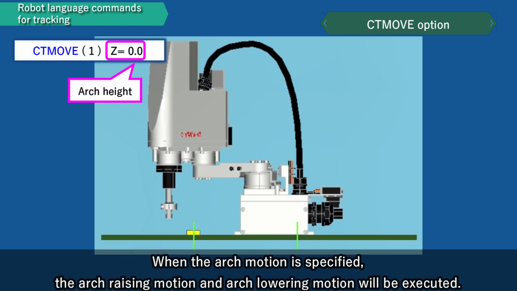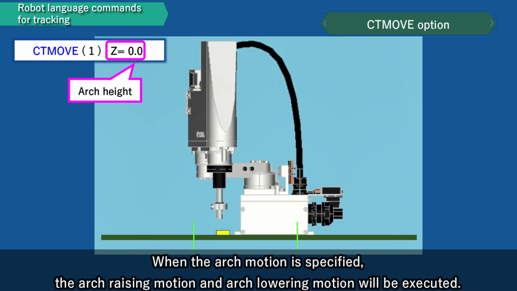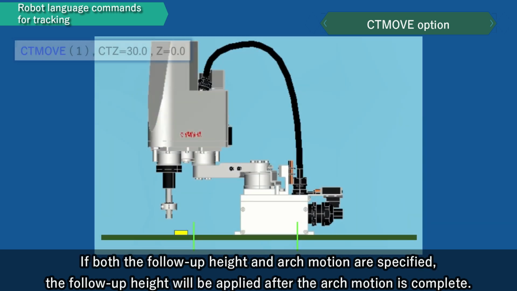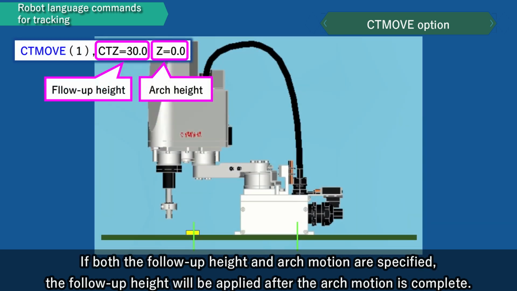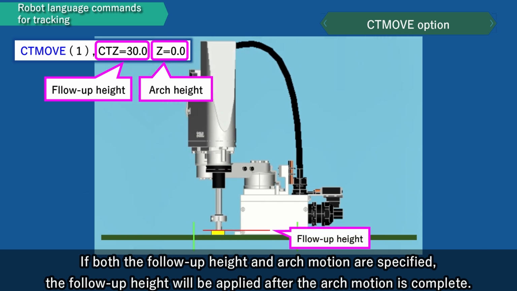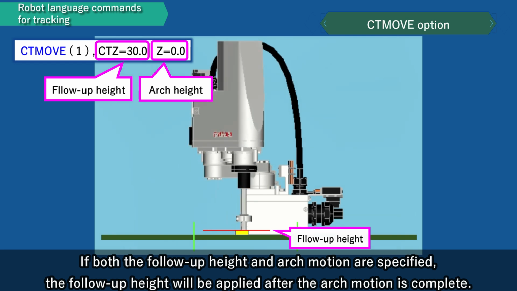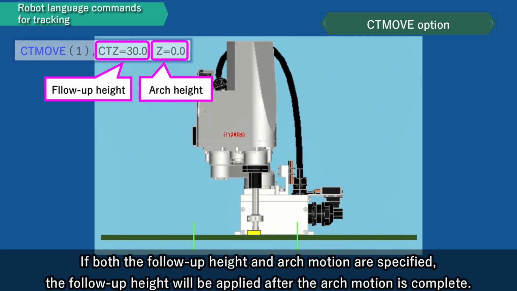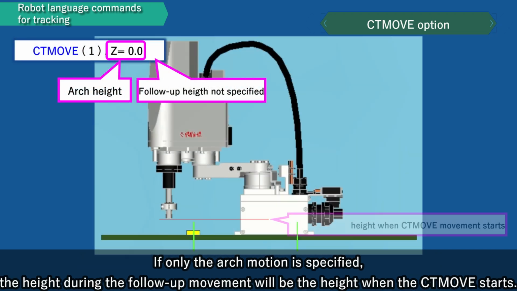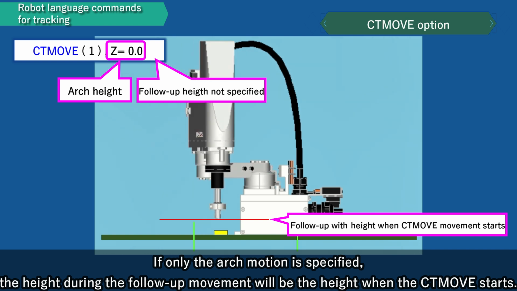When the arch motion is specified, the arch raising motion and arch lowering motion will be executed. If both the follow-up height and arch motion are specified, the follow-up height will be applied after the arch motion is complete. If only the arch motion is specified, the height during the follow-up movement will be height when the CTMOVE starts.